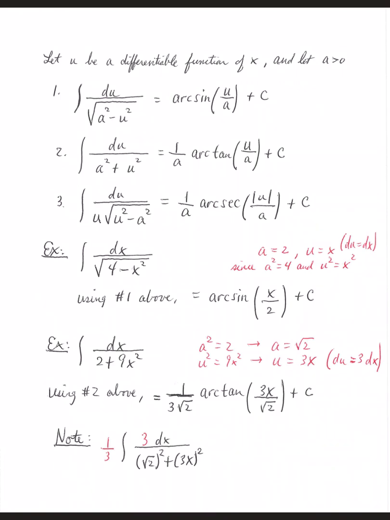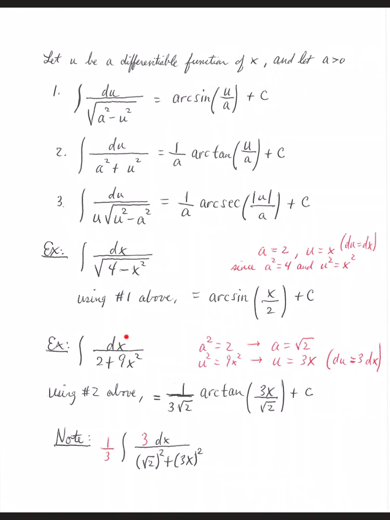Okay, so matching up, a squared is 4, so that means a is 2. U squared was x squared. That means u is x. And so using this expansion or antiderivative formula from number 1, we have arcsine of x over 2 plus our constant of integration c.